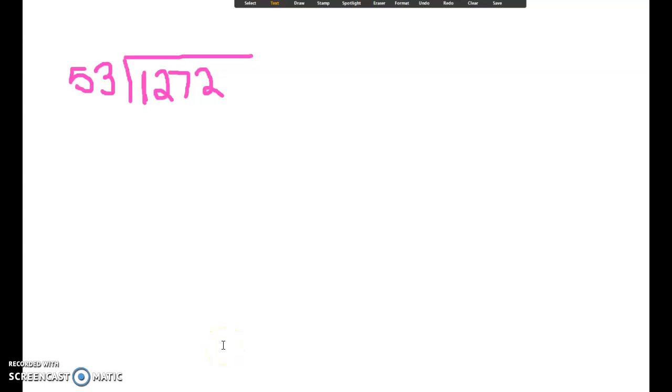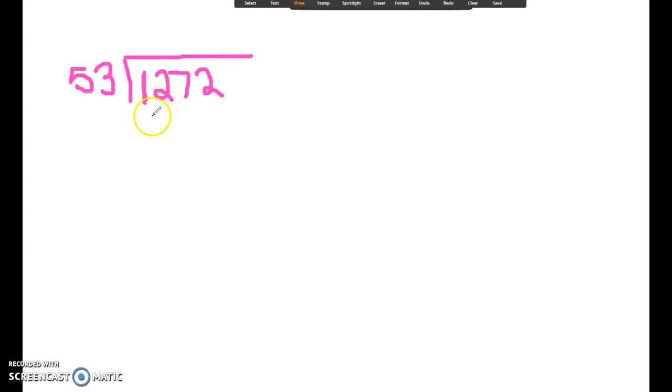Okay, my friends. So they want me to divide 1,272 divided by 53. But before we do that, let's just see. Can 53 go into 1? No. What about 12? Can that happen? No, because it's lower than 53. Right, it's a smaller number.